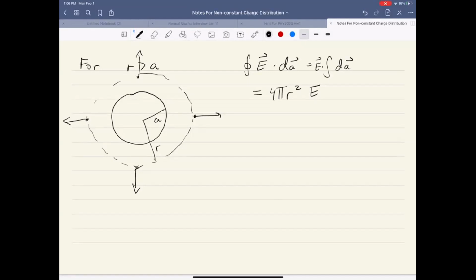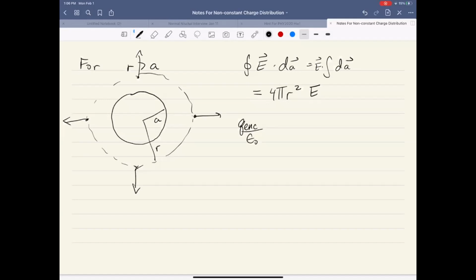What has changed is the right-hand side. So Q enclosed over epsilon naught. Okay, well, I said that if you wanted to figure out Q enclosed over epsilon naught for non-uniform charge densities, that you're going to integrate over the limit of either your Gaussian surface or your real surface, whichever is smaller. So in this case, my Gaussian surface is bigger than my real surface.